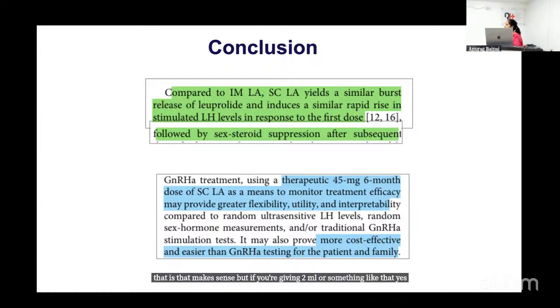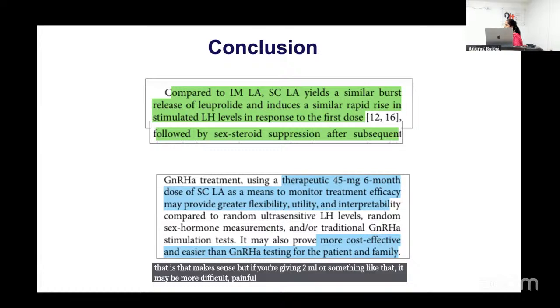It may be more difficult, painful. Local swelling and other things will be there. So I think one big thing is that if you're giving subcutaneous, it will become much easier in terms of pain.